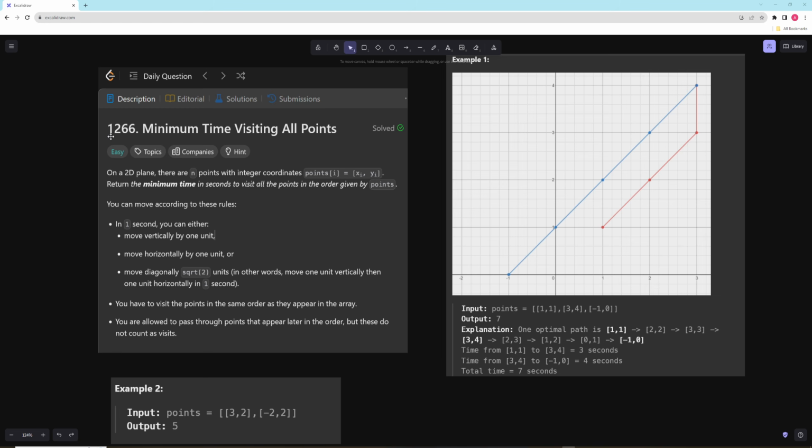In this video we're going to be working on minimum time visiting all points. On a 2D plane there are n points with integer coordinates, and you want to return the minimum time in seconds to visit all the points in the order given by points. You can move according to these rules.